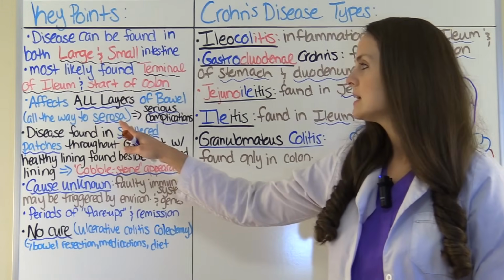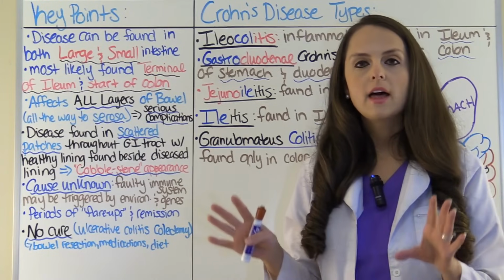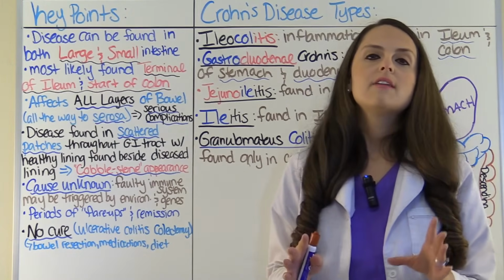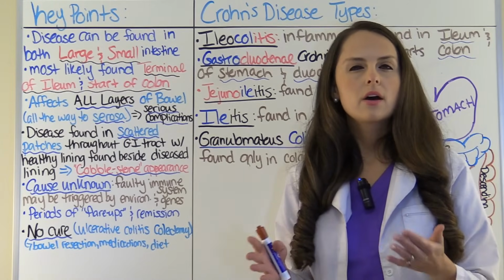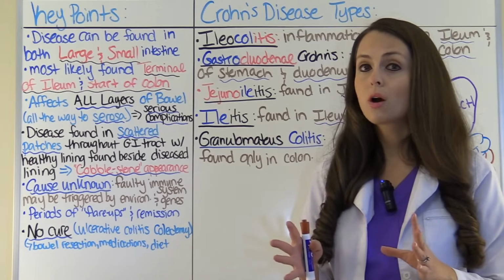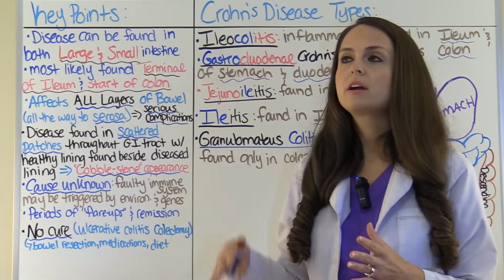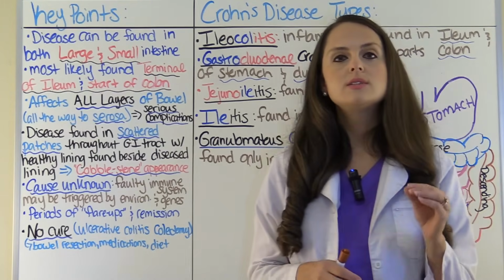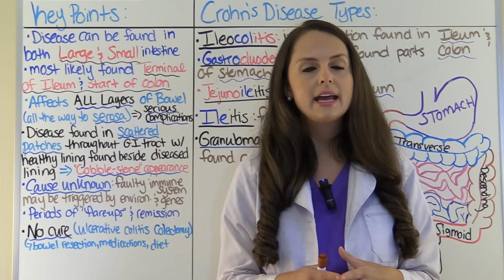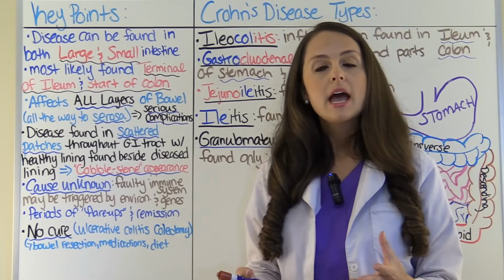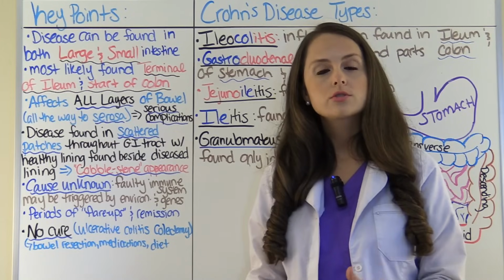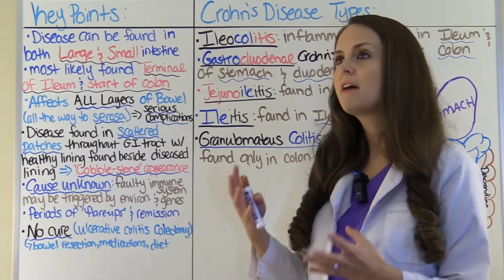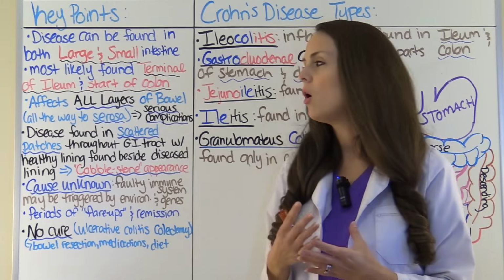And Crohn's disease affects all the layers of the bowel. In ulcerative colitis, it just affected the inner lining, like the mucosa and the submucosa. But with Crohn's, it will affect everything all the way to the serosa. And that is why you see different complications in Crohn's disease compared to ulcerative colitis. And we'll go over those a little bit later because it's affecting that whole bowel wall.